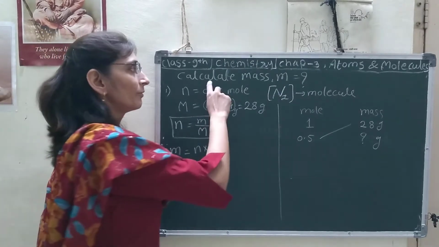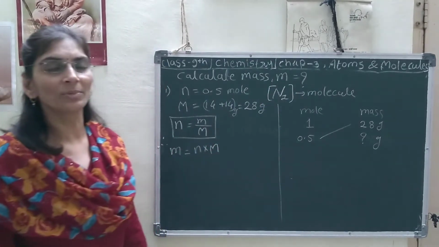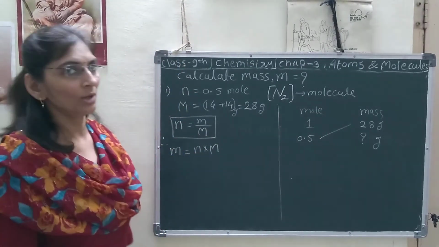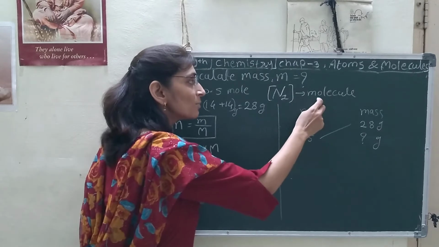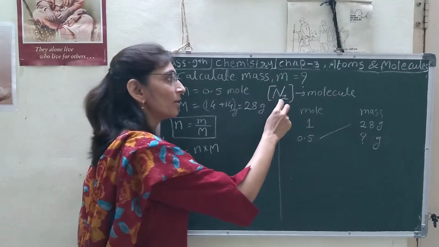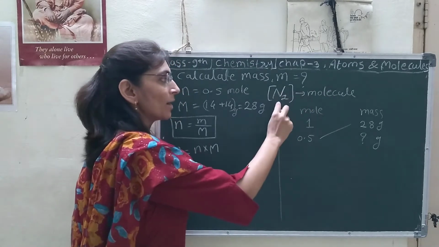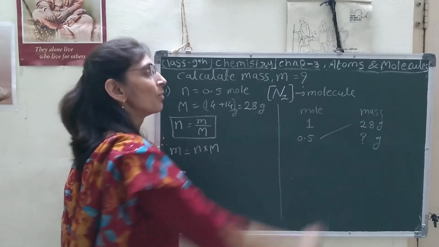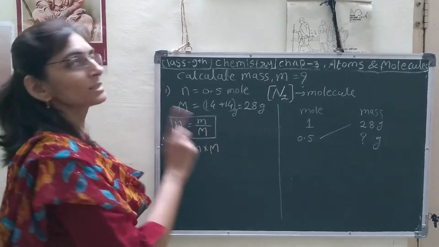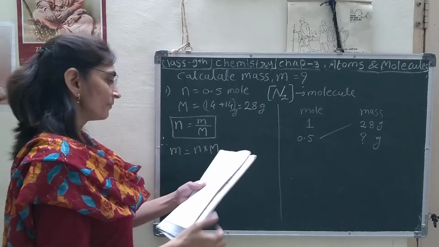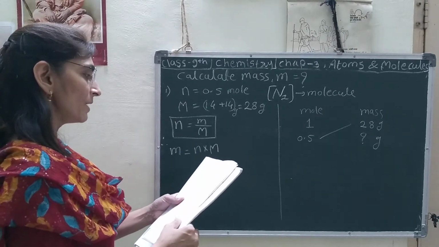In this, we have to calculate the mass of the nitrogen molecule, not the atom. As the molecule of nitrogen is diatomic, we have written N2, that is the N2 gas molecule. So what is given? First problem we will solve.